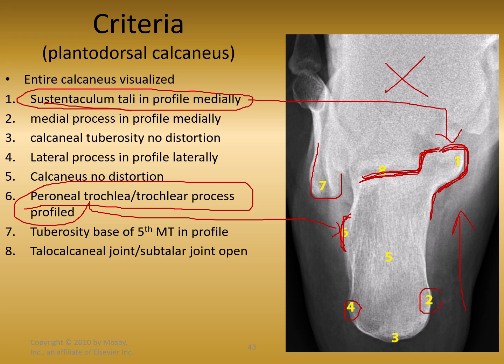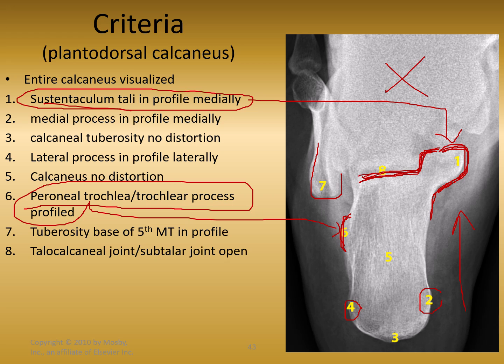This really is the star of the show. The other structures we were looking at, yes, they need to be included. Yes, they need to be demonstrated exactly the way we've described it here with criteria. But the main star of the show is that talocalcaneal joint. These other structures we can reference for proper positioning of the foot and proper angulation of the tube.